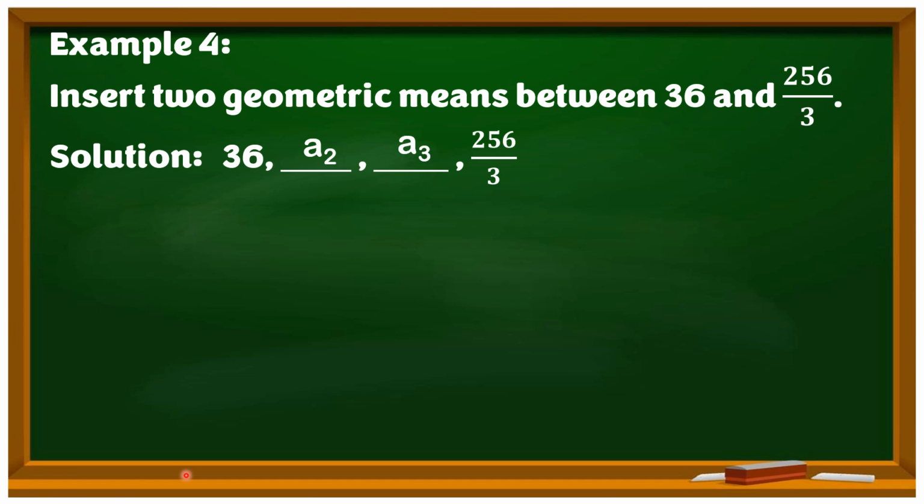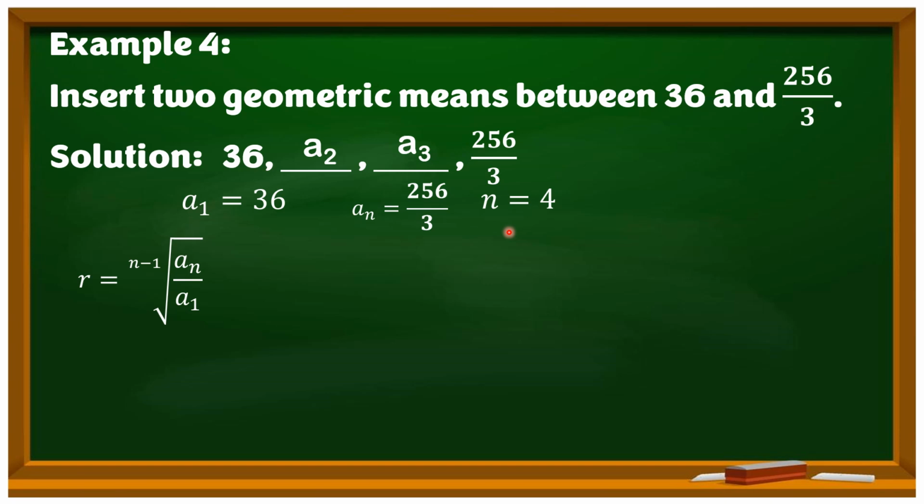And then next, we're going to determine the value of a sub 1. So a sub 1 is 36, that is the first term. The last term, which is a sub n, is equal to 256 over 3. And the value of n is 4 since we have 4 terms in the given problem: 1, 2, 3, 4. So therefore, the value of n is 4.